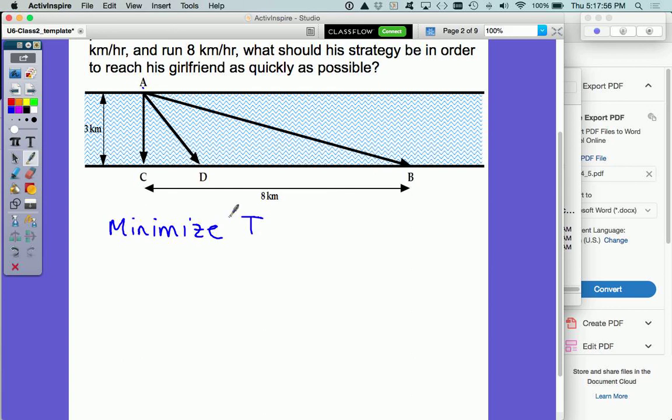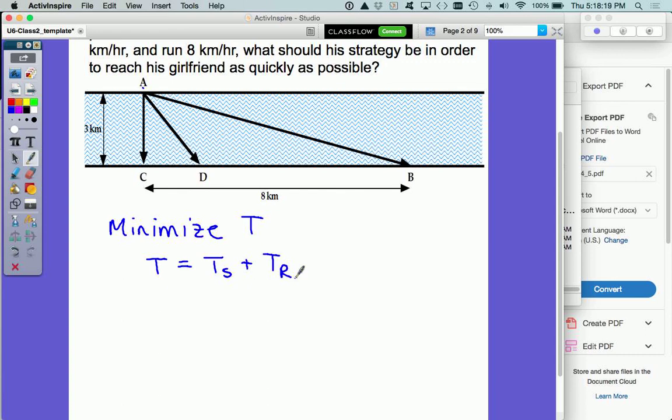his time, and then we need an equation for time. Time equals. And it's difficult to see what equation we might use in this one. But like I said before, if you don't know what equation to use, any equation is better than no equation. So we can say, well, the time he takes would be the sum of the time he spends swimming plus the time he spends running.